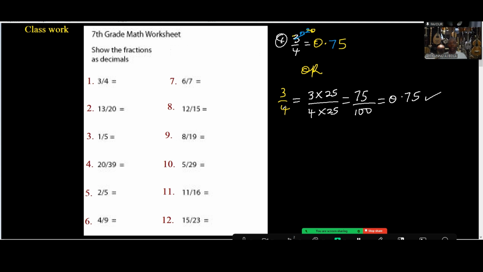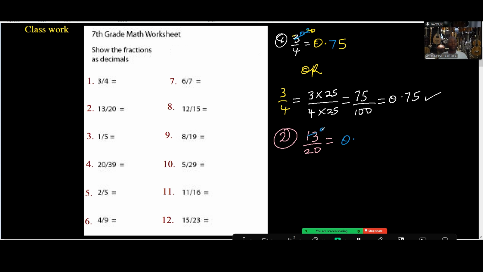Okay, let's look at the second one, number 2. You can use any of the methods, but I prefer the first method instead of trying to say, is it going to be 100, is it going to be 1000 or something? What am I going to use to multiply? Now, number 2, you have 13 over 20. So I could say, how many 20s in 13? That's obviously impossible. I put an imaginary 0.